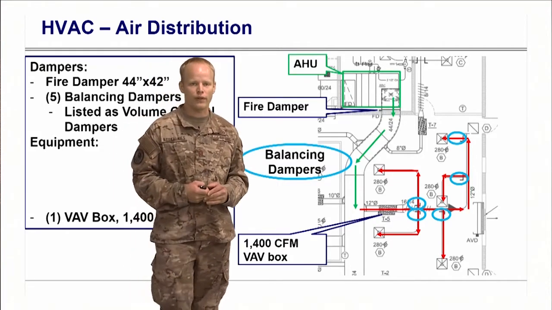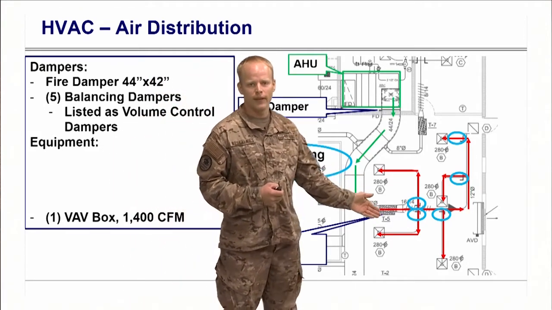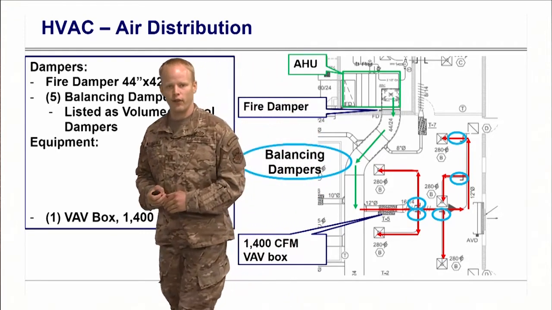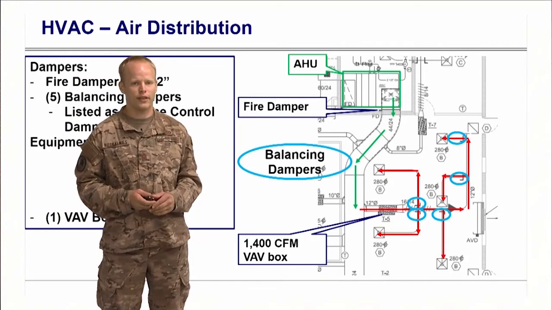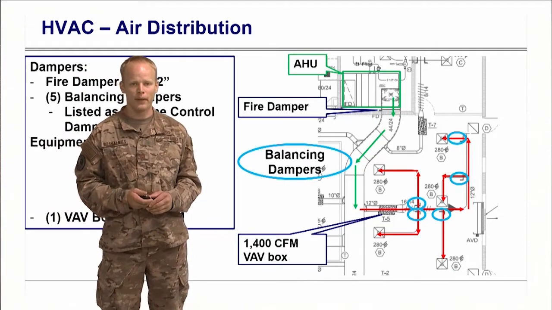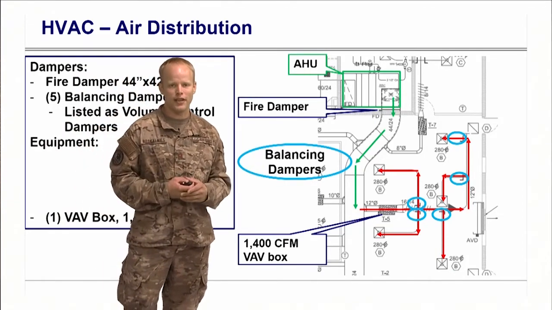Then you also have your VAV box located here, and that controls the total airflow to this zone. And this is sized based off of CFM, 1400 CFM. How do I know that it's 1400 CFM?